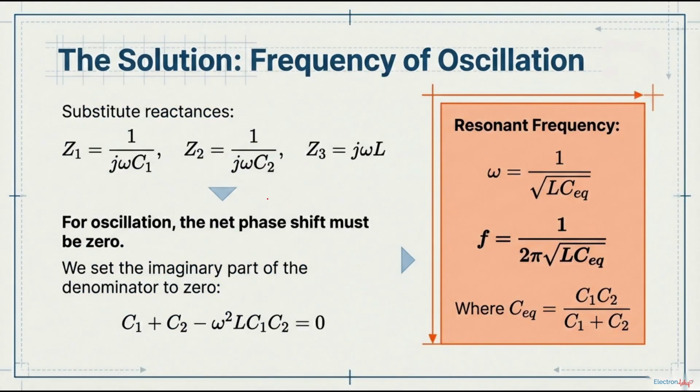Now remember that first Barkhausen rule about the timing being perfect, the 0-degree phase shift? Well, in the language of complex math, that means the imaginary part of our loop gain equation has to equal 0. So we literally just set that part of the equation to 0, we plug our real components back in for Z1, Z2, and Z3, solve it, and bam, out pops this beautiful formula for the resonant frequency. See? The math directly gives us the answer we were looking for.